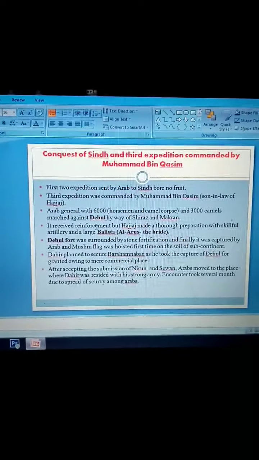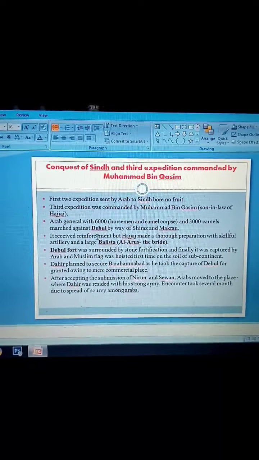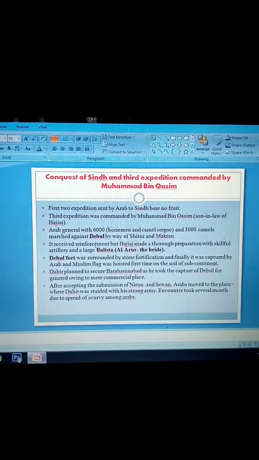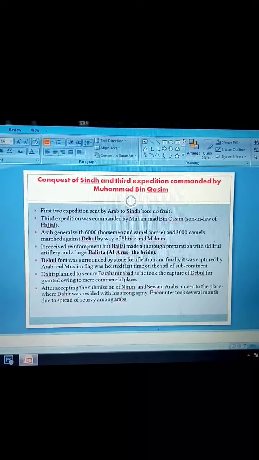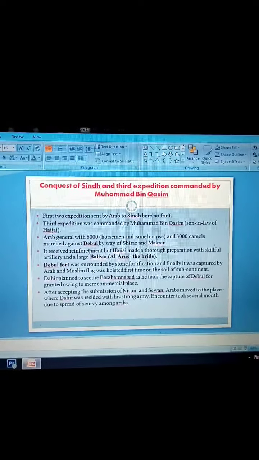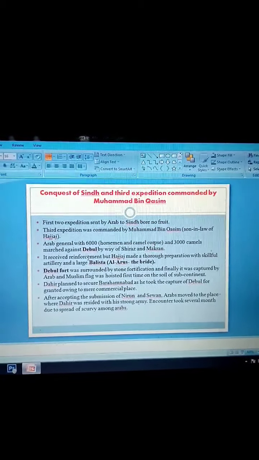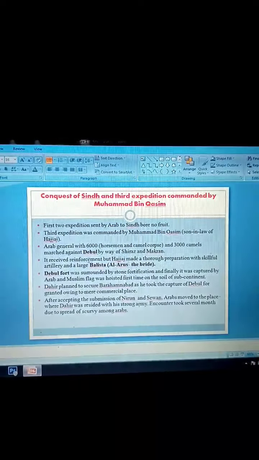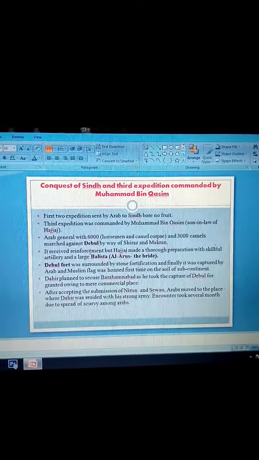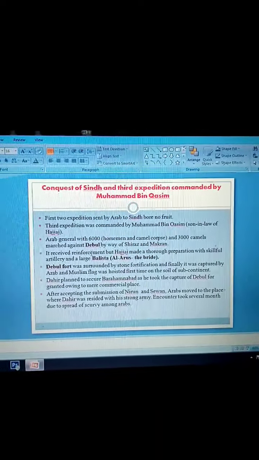Dibal fort was surrounded by a strong stone fortification, and it was not easy to conquer. But after a battle of some days, the Arabs succeeded in hoisting the Muslim flag for the first time on the soil of the subcontinent. Dahir had been under a misconception: he thought Dibal was only a commercial place and not that important. He was thinking to save Brahmanabad, where he himself resided. When the Arabs captured Dibal, they started proceeding toward Brahmanabad.